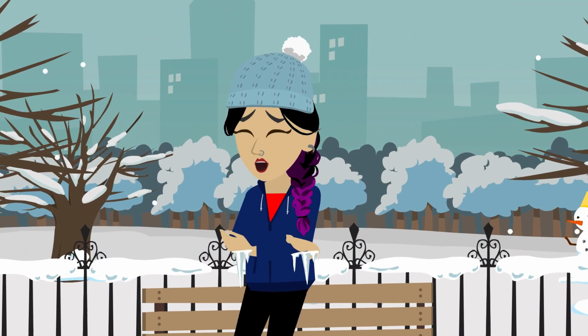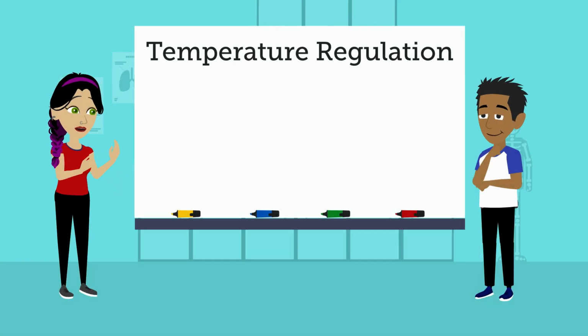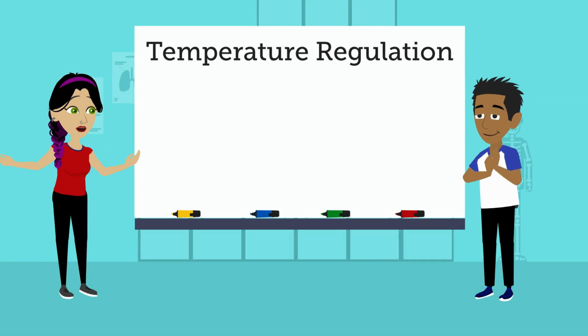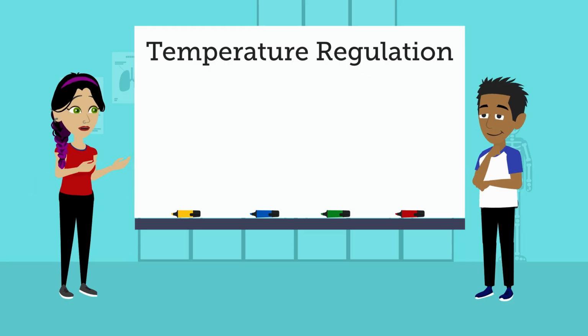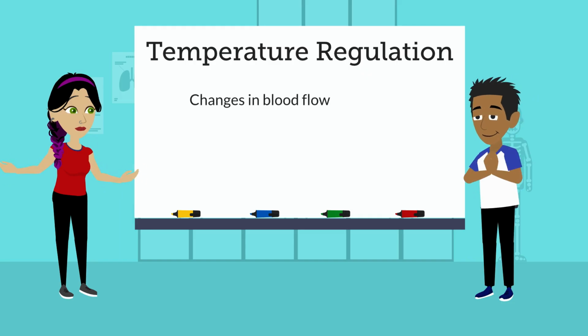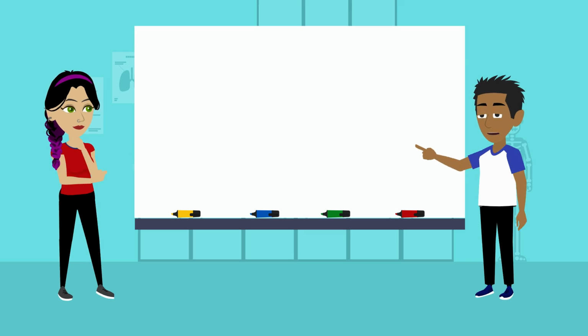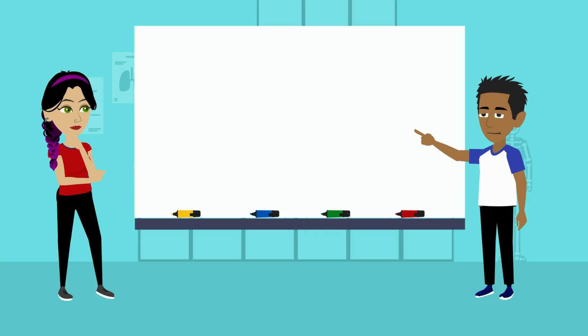It is so cold. It is too hot. The skin plays a big role in regulating body temperature when you are cold and when you are hot. It does this in a couple of ways. First, it will change the blood flow to the skin. Secondly, when you are too warm, sweat glands will become activated. Let's start by looking at how blood flow changes to the skin help regulate body temperature.